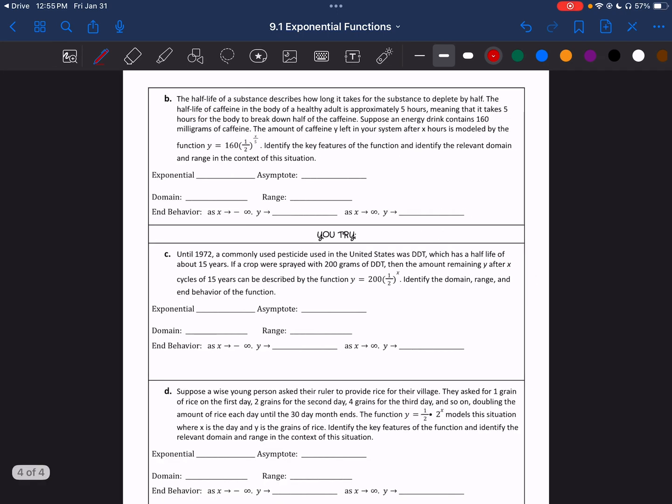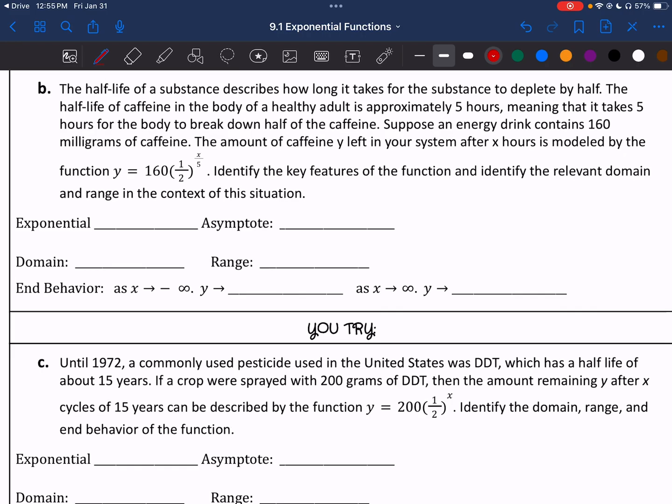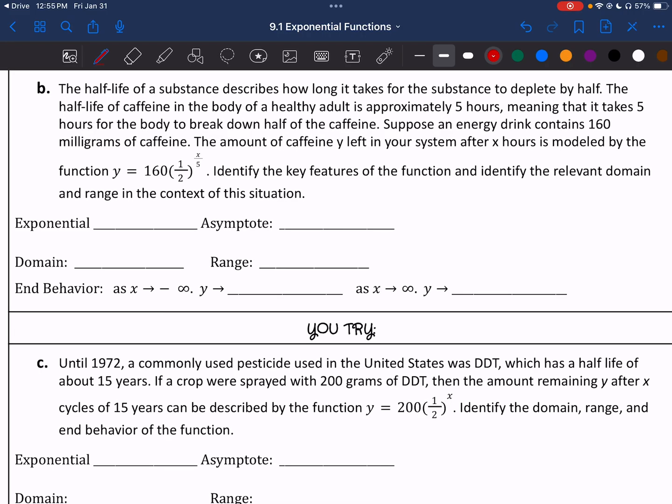All right, let's go look at letter B. The half-life of a substance describes how long it takes for the substance to deplete by half. The half-life of caffeine in the body of a healthy adult is approximately 5 hours, meaning it takes 5 hours for the body to break down half of the caffeine. Suppose an energy drink contains 160 milligrams of caffeine. The amount of caffeine y left in your system after x hours is modeled by the function y equals 160 times 1/2 to the x over 5 power. Identify each of the key features in the function and identify the relevant domain and range in the context.